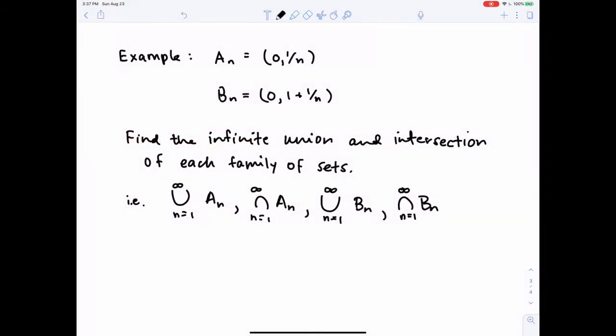So let's take a look at an example to make sure that we know how to do infinite unions and intersections. Here I'm going to give you two families of sets. A sub n is the collection of all, if I use a natural number to index it, an interval of the form 0 to 1 over n. So if I look at A sub 1, let n be 1 and then generate your set. What I should get is an interval from 0 to 1. If I look at A2, I get an interval from 0 to 1/2. A3 is an interval from 0 to 1/3.